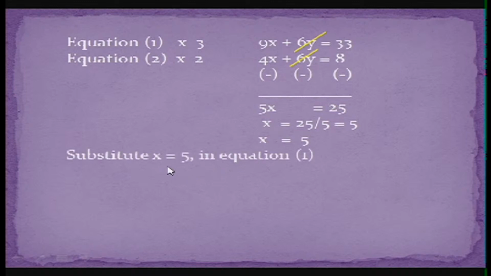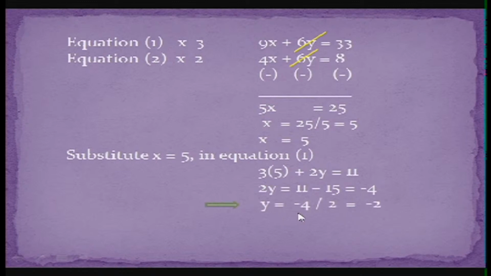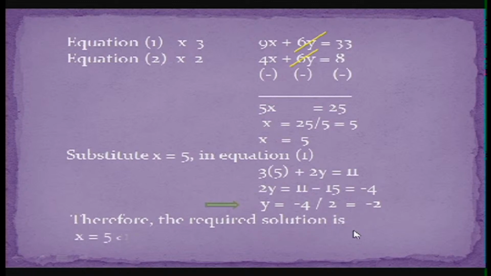Now, we substitute this x is equal to 5 in equation 1. So, wherever we have x, we are substituting 5 there. So, 3 times 5 plus 2y is equal to 11. We get 2y is equal to 11 minus 15. 3 fives are 15 and we are transposing from LHS to RHS. So, 11 minus 15 gives me minus 4, which implies I get the y value as minus 4 by 2, which is equal to minus 2. Therefore, the required solution is x is equal to 5 and y is equal to minus 2.